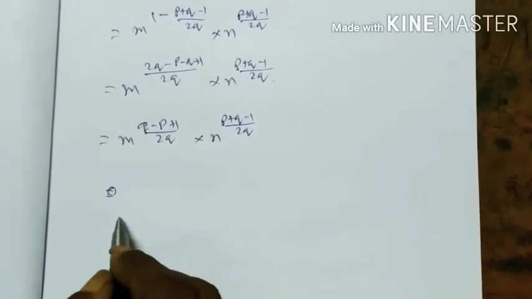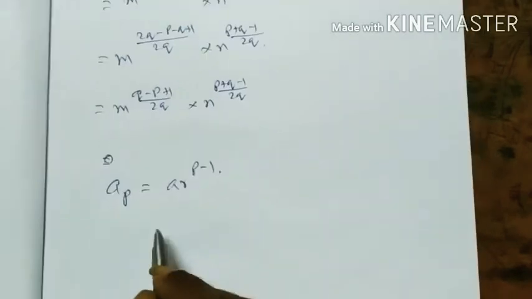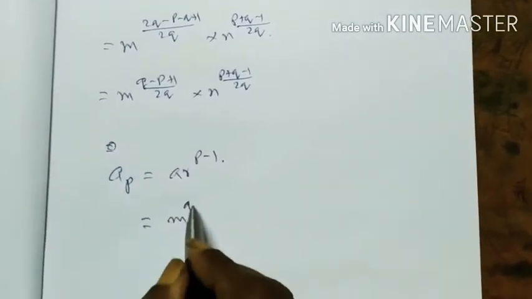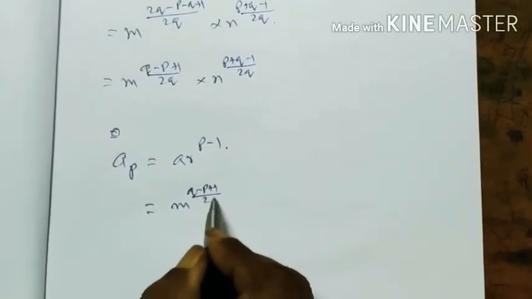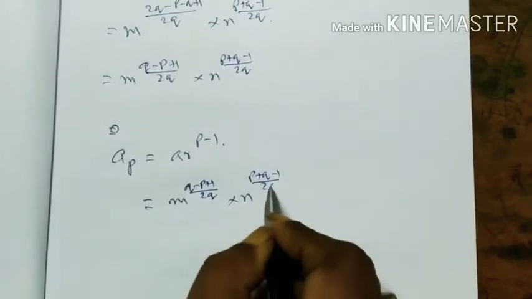Now we have to find the Pth term. A P is equal to A R to the power P minus 1. So here the A value is this, M to the power (Q minus P plus 1) by 2Q into N to the power (P plus Q minus 1) by 2Q.